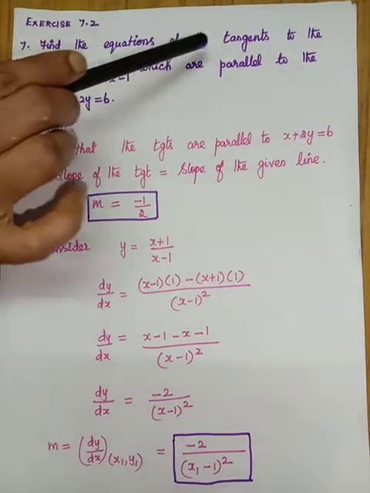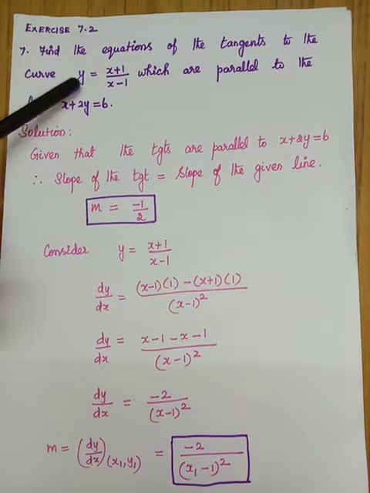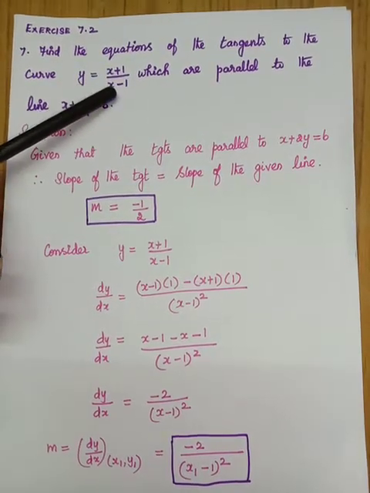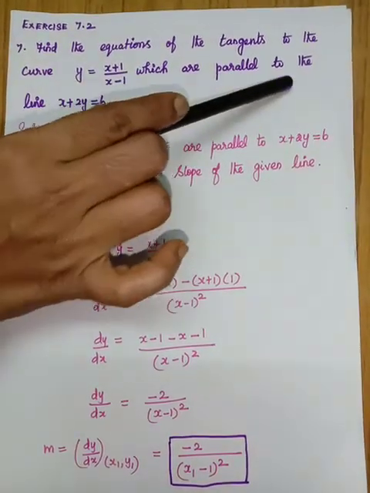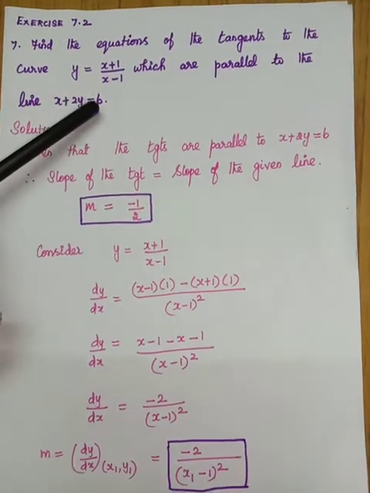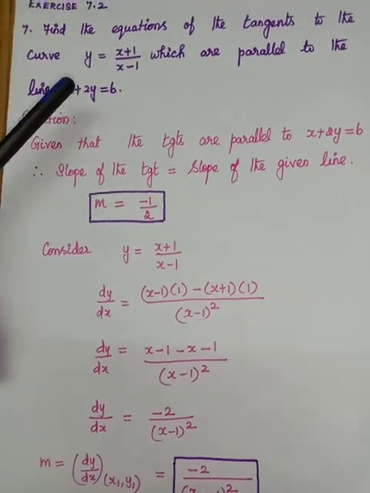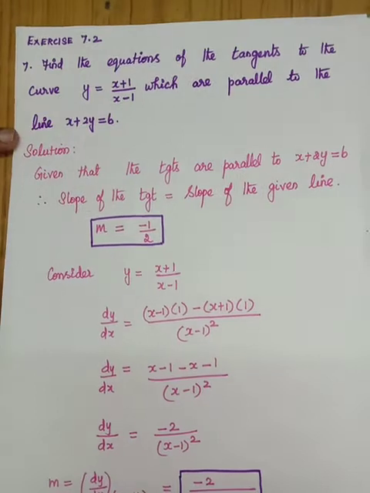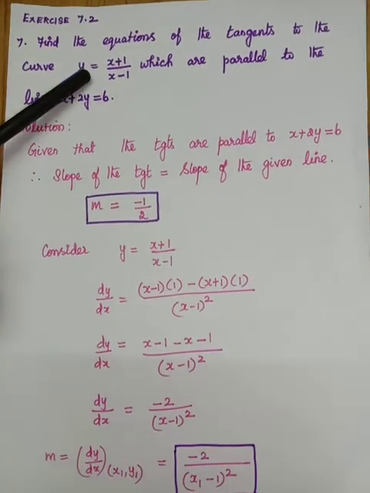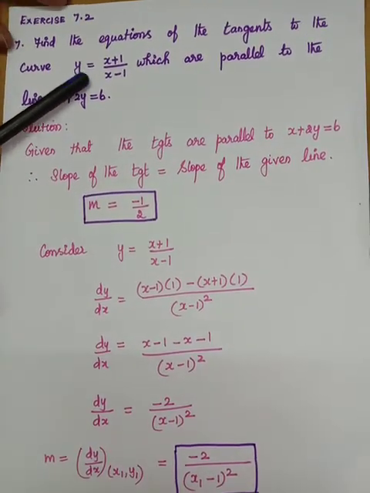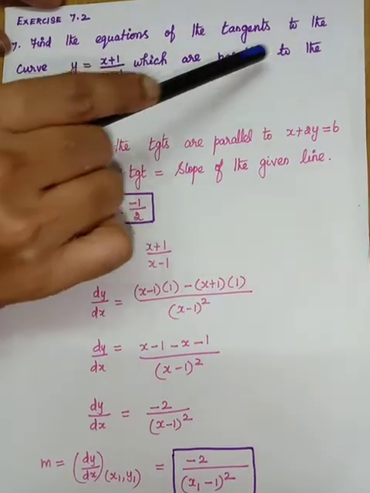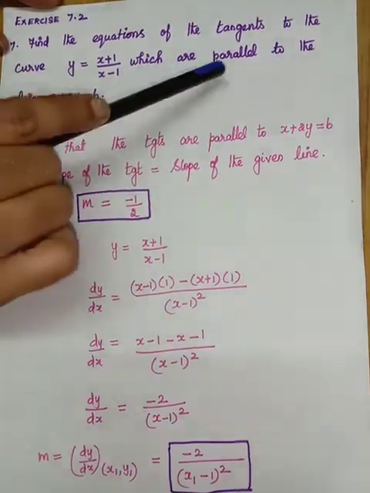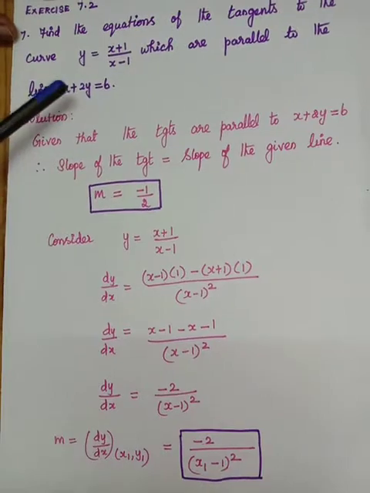Exercise 7.2, problem number 7. Find the equation of the tangents to the curve y = (x + 1)/(x - 1), which are parallel to the line x + 2y = 6. So, what is asked? Find the equation of the tangents to this curve. How are the tangents? The tangents are parallel to the given line.